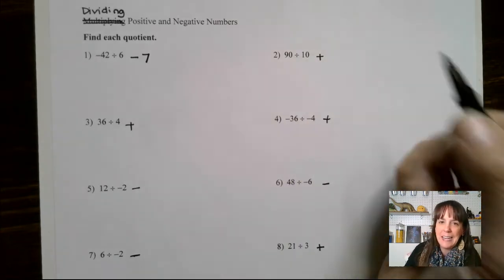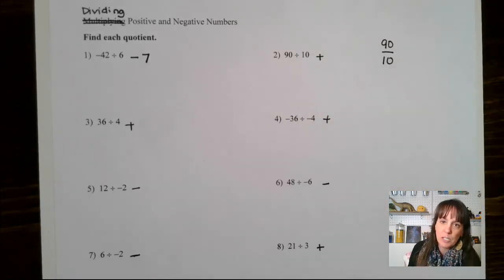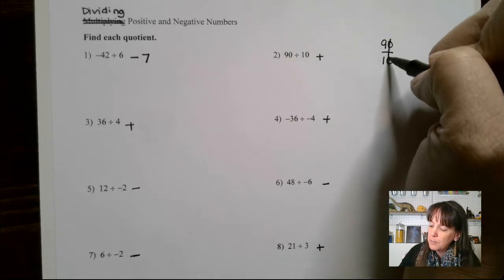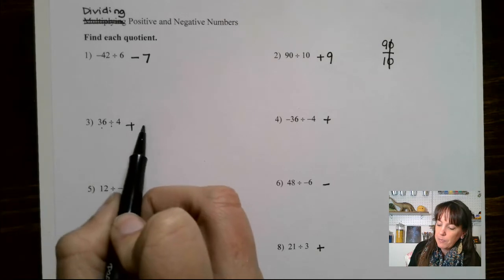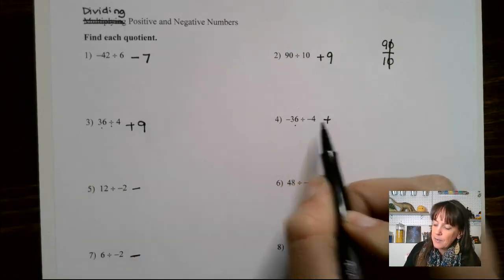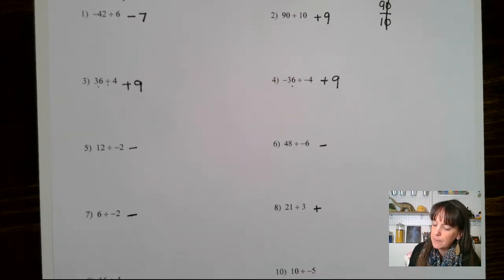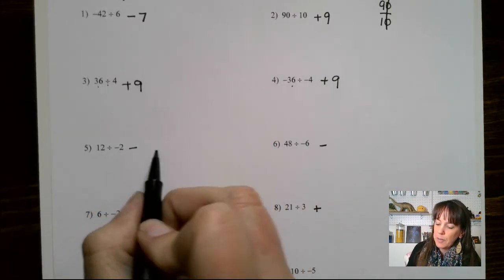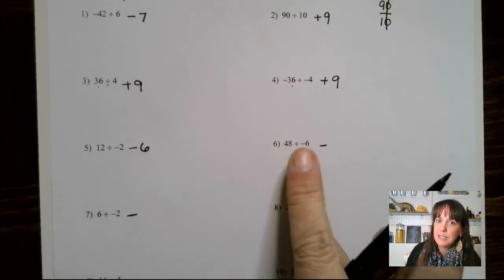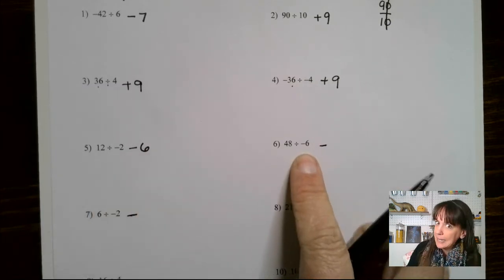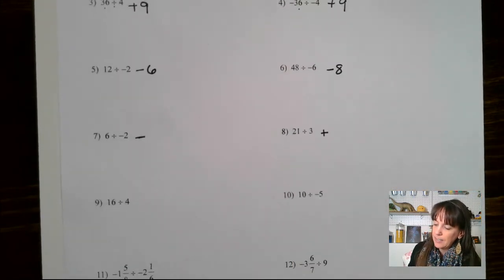90 divided by 10. I showed this in a fraction video earlier, but remember, dividing is really just fractions. You can always lob zeros off, so it's just 9 over 1, which is just 9. 36 divided by 4, we get 9. 36 divided, 9 again, so actually the same answer. I didn't even catch that. Okay, 12 divided by negative 2 gives us negative 6. And 48 divided by negative 6 gives us negative 8. So I think you get the idea on those ones.